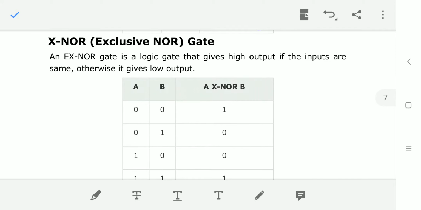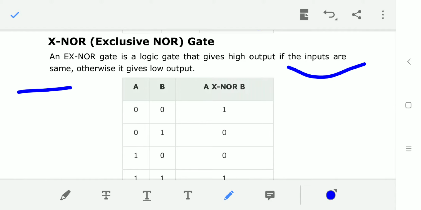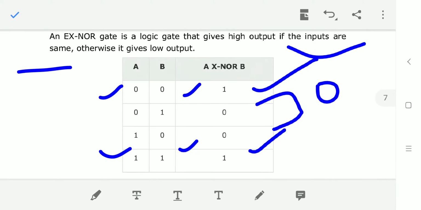XNOR, exclusive NOR gate. An XNOR gate is a logic gate that gives high output if the inputs are the same, otherwise it gives low output. If the inputs are the same, it means 0 0, then it gives the high output 1, and if 1 1, then it also gives 1, otherwise 0. Okay, if both inputs are the same.